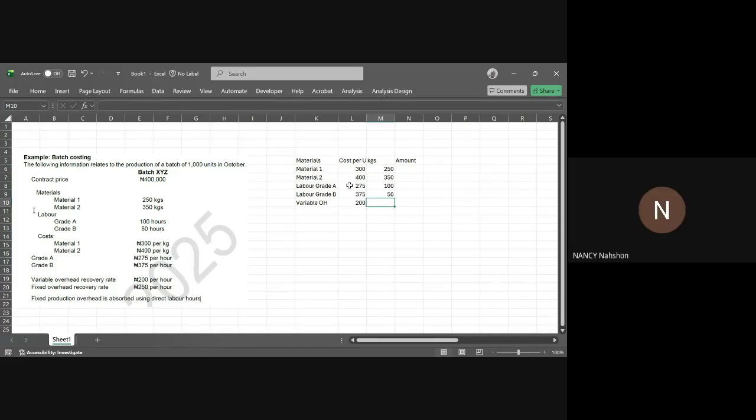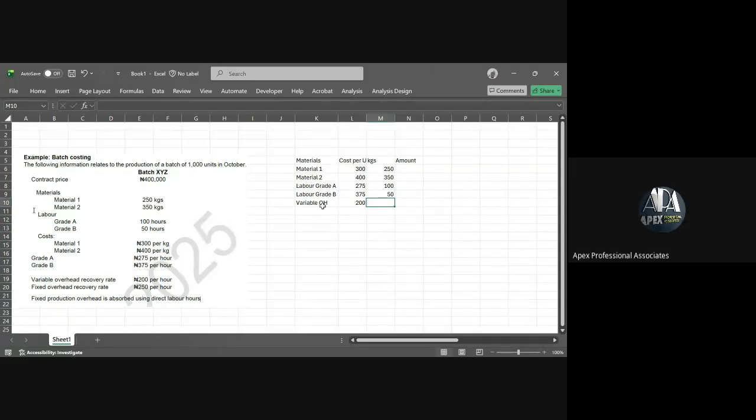Summing the labor hours for grade A and grade B. Good, because production overhead is using direct labor hours, so we combine the two hours of the two grades and use that. Unlike the question that Linus asked earlier, where we have budgeted hours and budgeted cost per hour, here we don't have budgeted or actual. This is the information we have and we're working with it. Do you understand? Yes, sir.